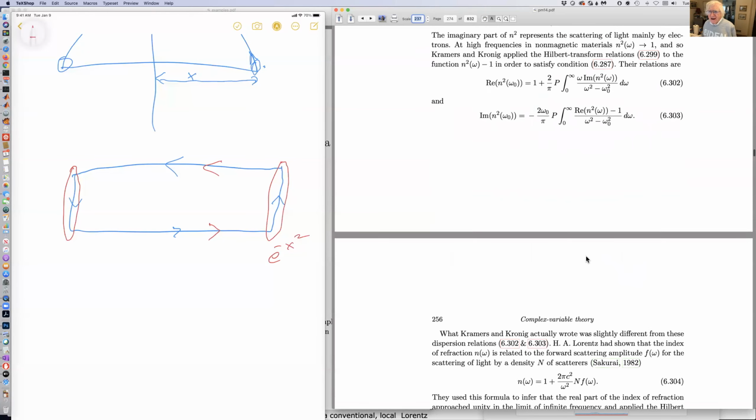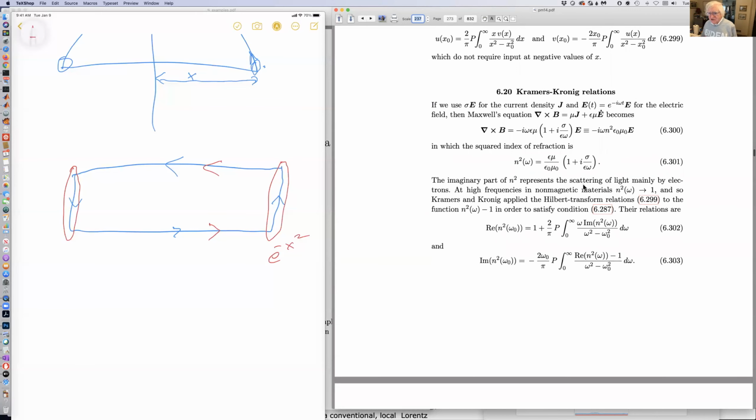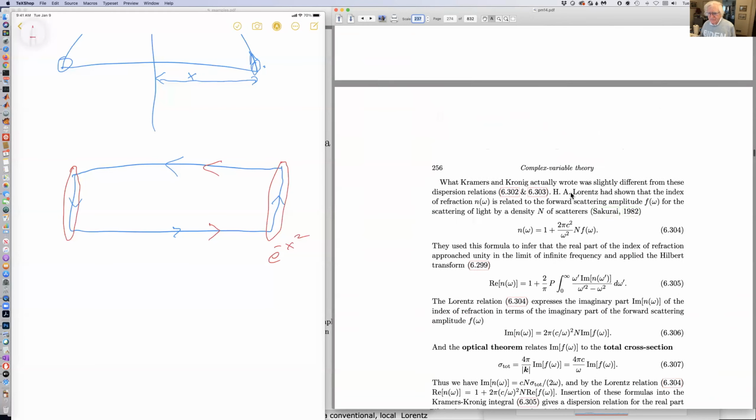It's basic, and it's also that the imaginary part is due to the scattering of light by electrons, mainly by electrons. Protons also scatter light, but the protons, because they're 2,000 times heavier, do much less scattering.